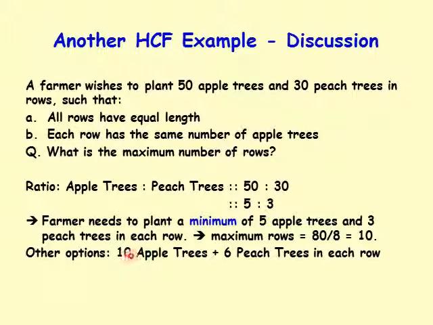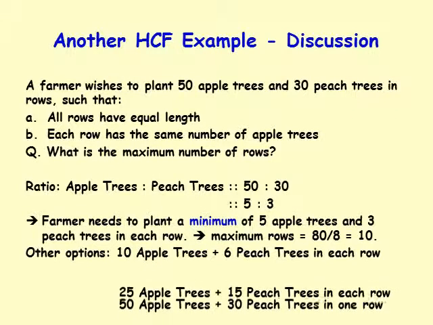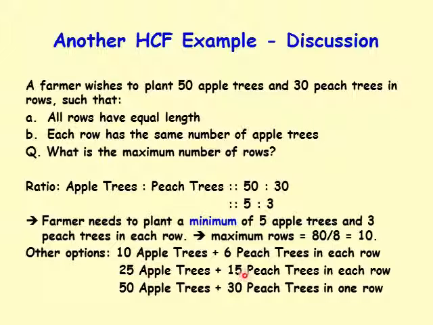Other options are 10 apple trees plus 6 peach trees in each row. That would give me 5 rows. Or 25 apple trees plus 15 peach trees in each row. That will give me 2 rows. Or 50 apple trees and 30 peach trees in one row. That will give me 1 row. Okay, let's continue from here.